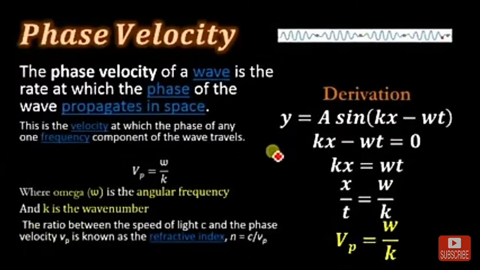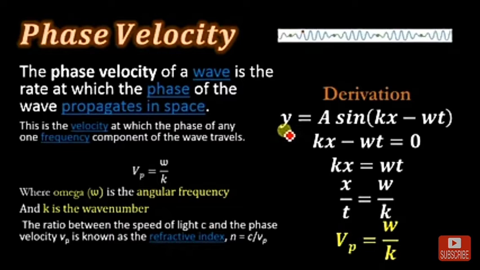Derivation of phase velocity. This is the wave equation, y is equal to A sin(kx minus omega t), where A is the amplitude and kx minus omega t is the phase.